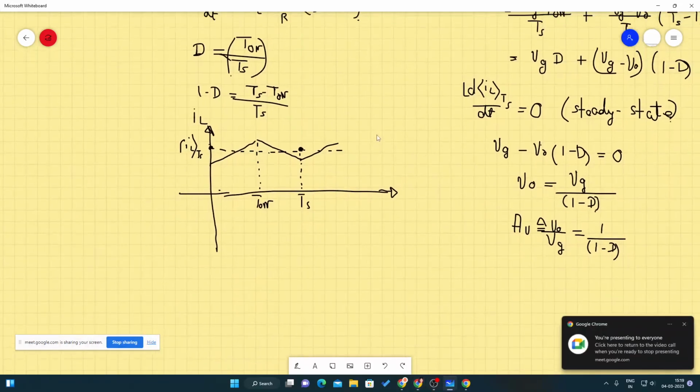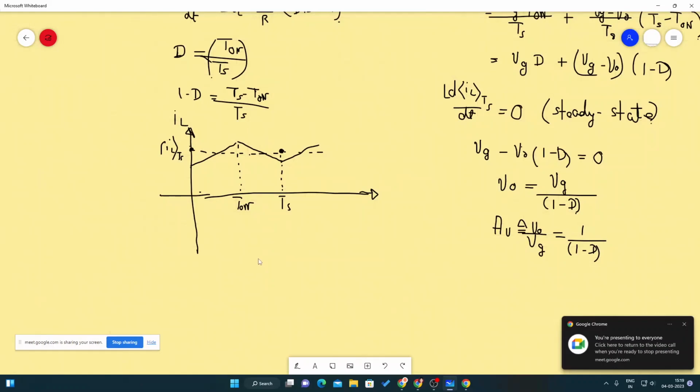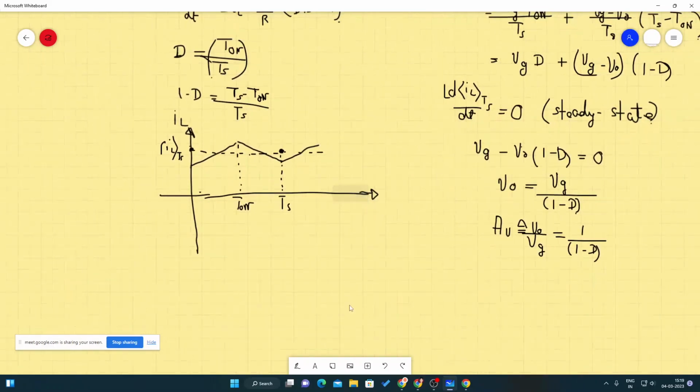We can also do the same for the capacitor voltage, capacitor current. So the capacitor current will be C times the average of dV.